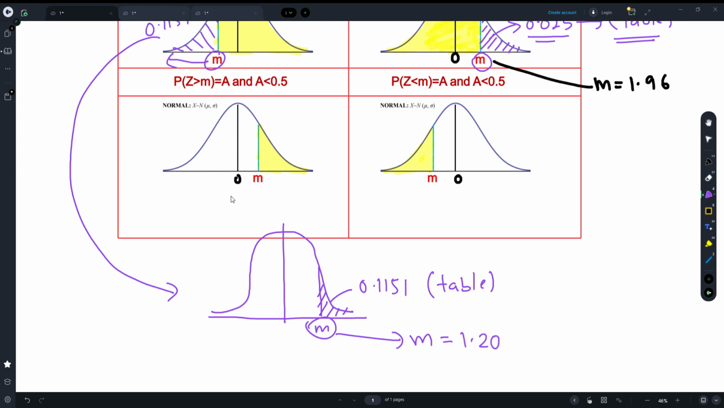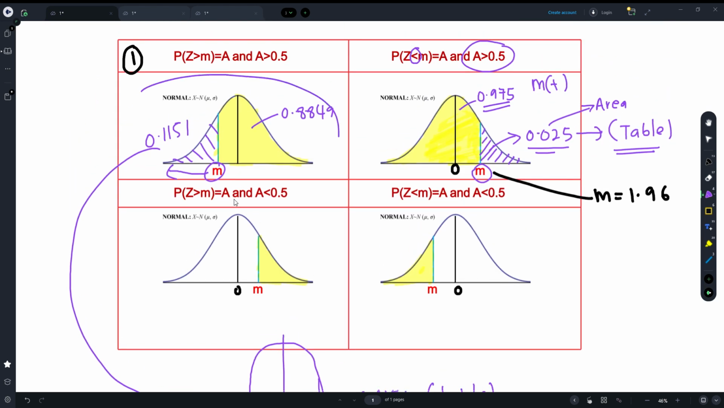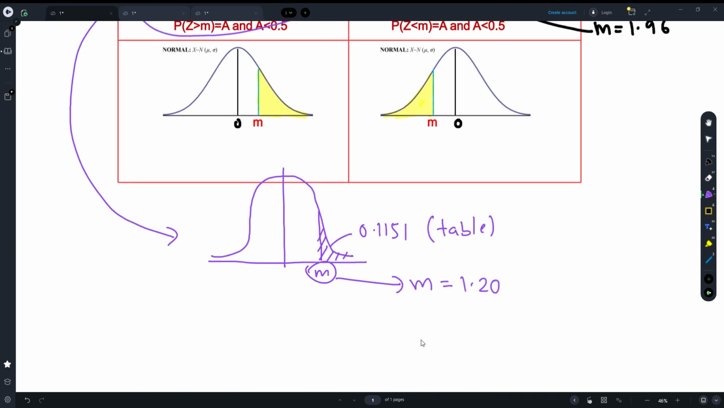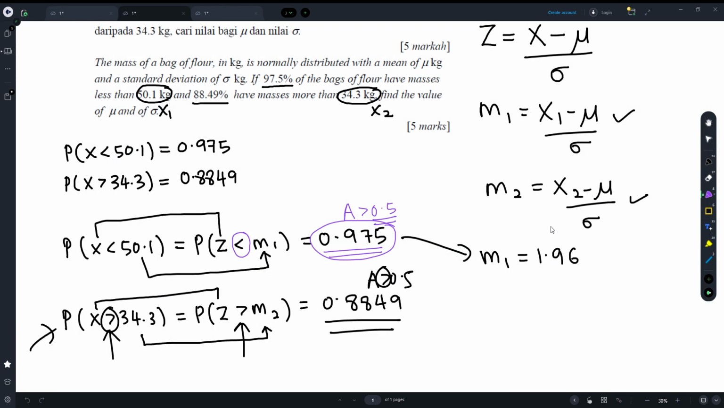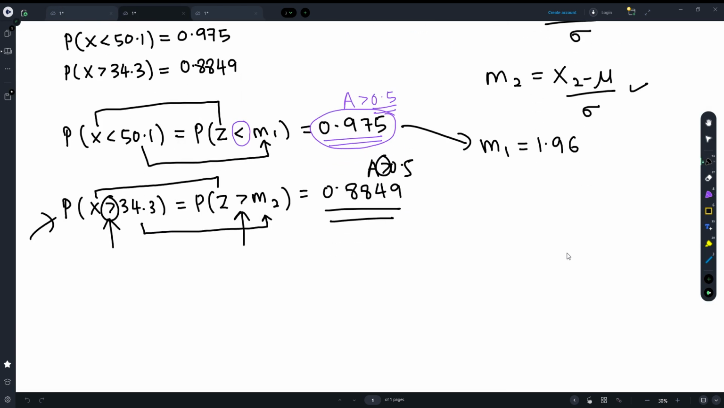Please take note, our original graph was like this, in which we already know M is negative. So you cannot say your M is 1.20. You have to mention it is negative 1.20. This is the ultimate careless mistake you need to avoid during examination, and please update your working accordingly. So your M2 will be negative 1.20.